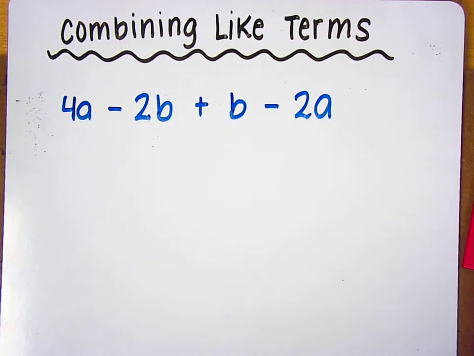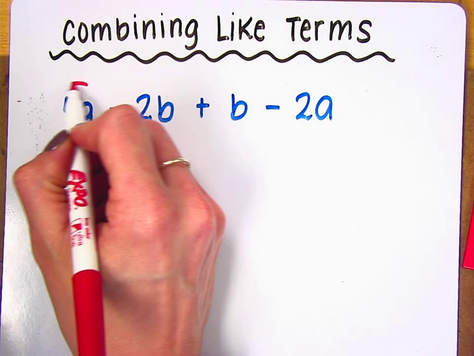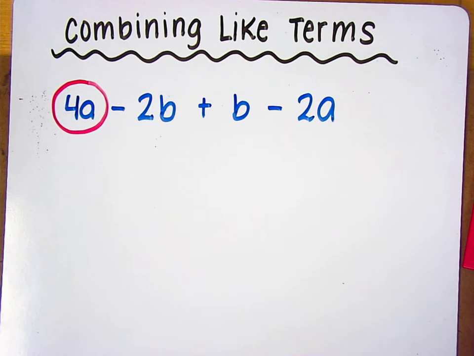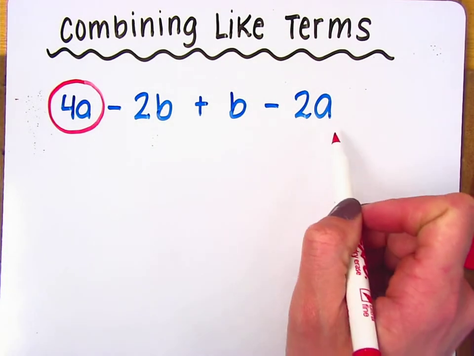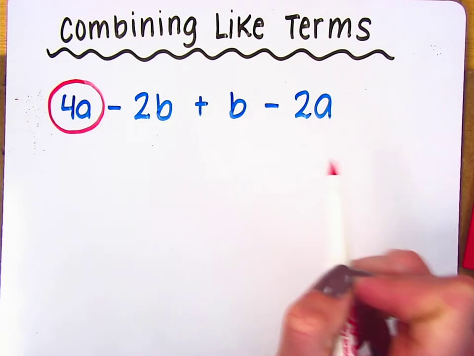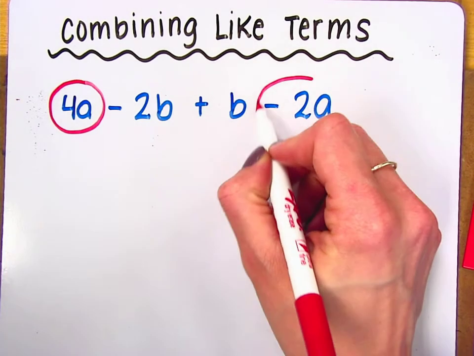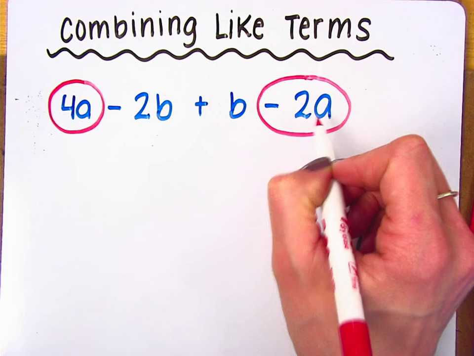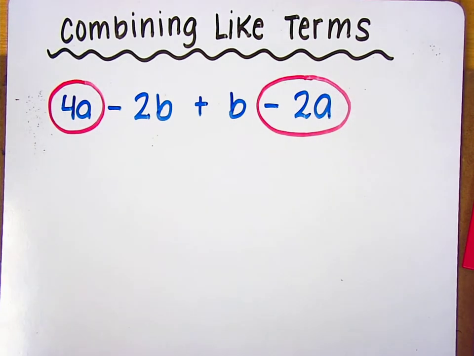The first thing that I'm going to do here is identify the first term in my expression, which I see is 4a. I'm going to circle that in red. And now I'm going to look to see, is there a term that has the exact same variable, or has a as a variable? And I see this term here does. When I circle this, I want to make sure that I'm including the sign in front of it, because that sign is going to tell us if this term is positive or negative.